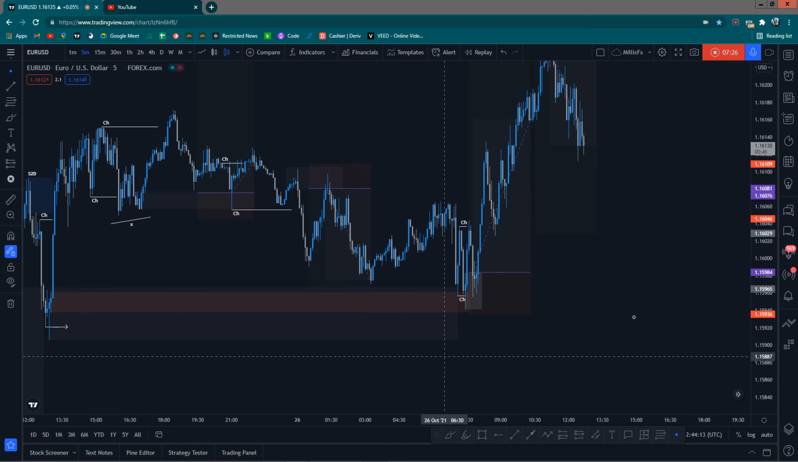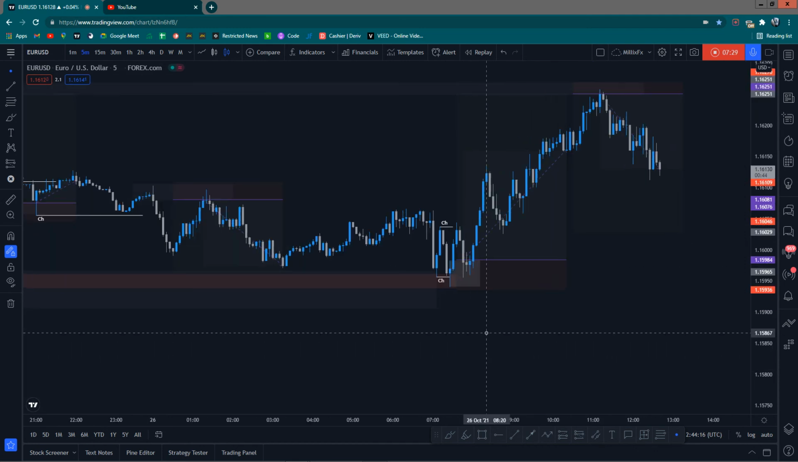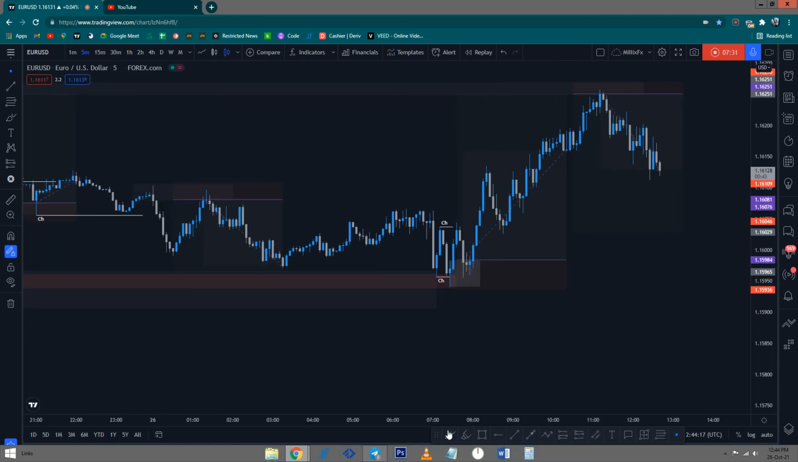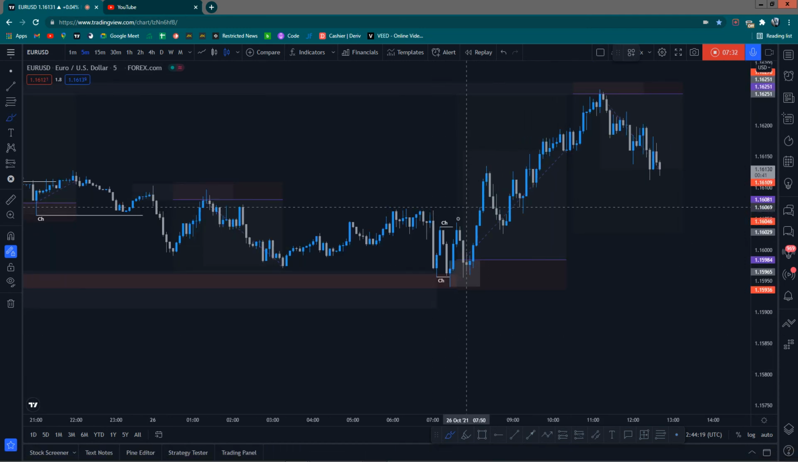Now we have a very nice change of character right here. That is the Koshimundo pattern. On the lower time frame, you see we have a break of structure right there, and we have a low, a high, then a break of structure right there. That is a change of character, then another change of character right there.